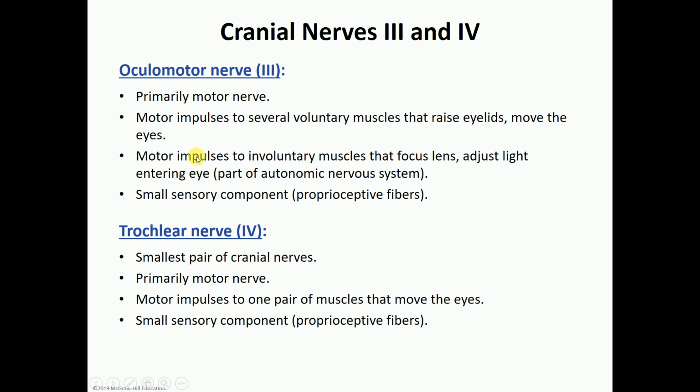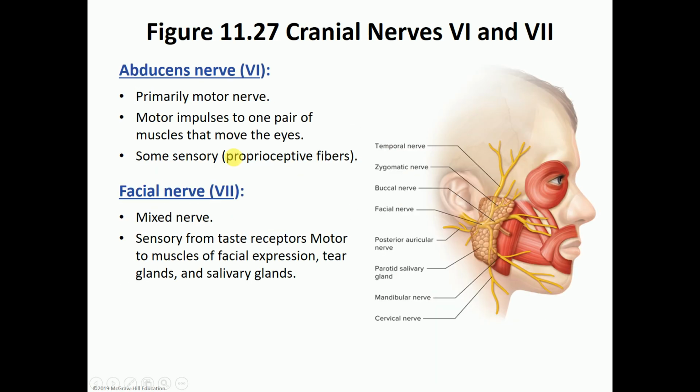And it'll innervate most of the voluntary muscles of the eye. And it also innervates the involuntary muscles, like the ones that adjust the size of the pupil or adjust the focus of the lens. The trochlear nerve, okay, that is going to innervate just one muscle in the eye. It is a voluntary muscle. And the abducens nerve is another nerve that is only going to innervate one voluntary muscle in each eye.